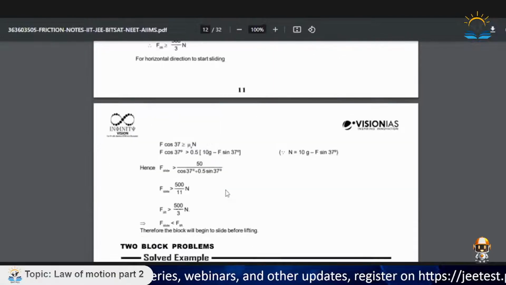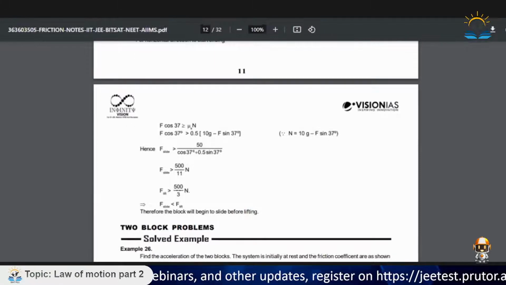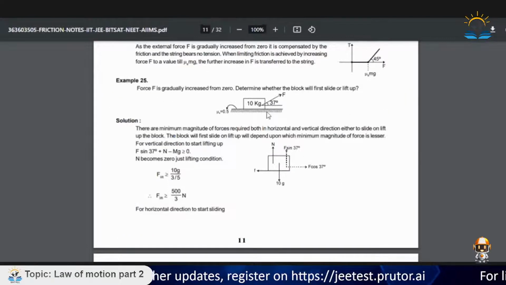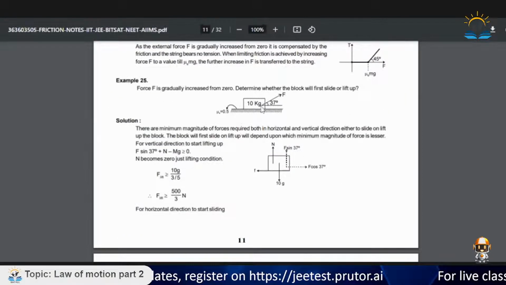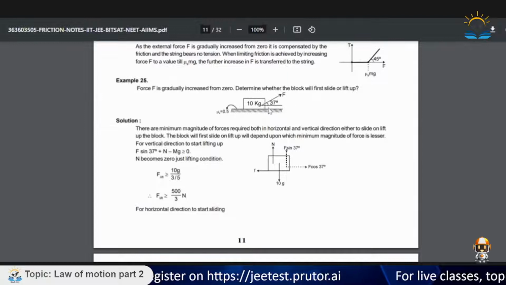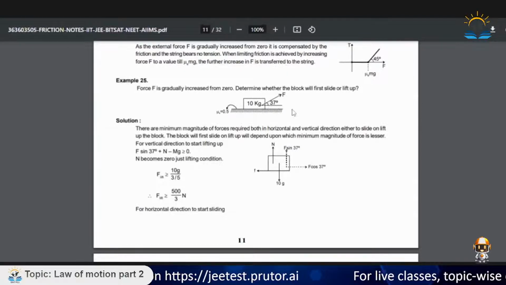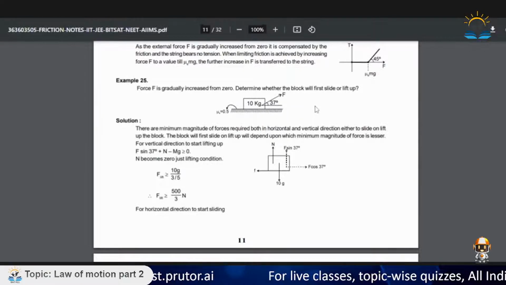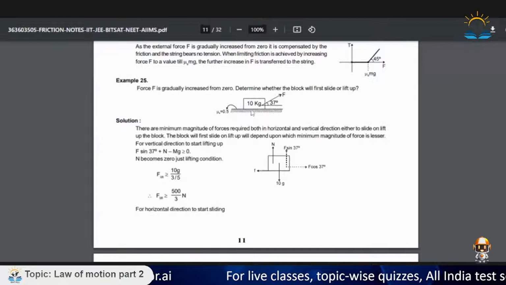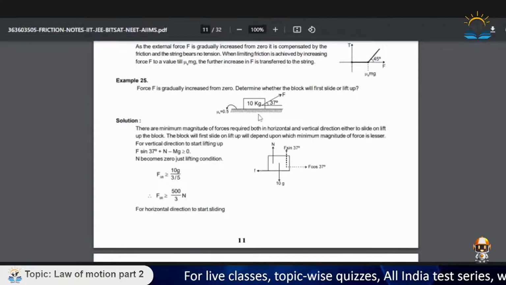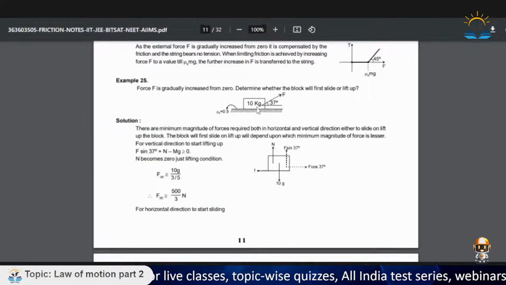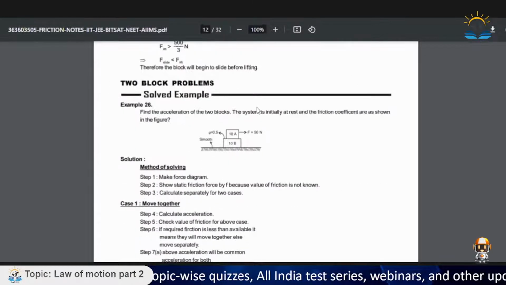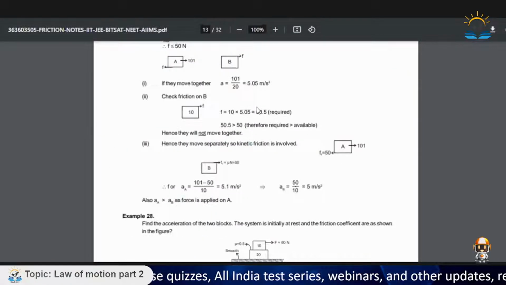Therefore the block will begin to slide before lifting, because while taking the case that the block will first lift up, this cannot be the case, because the block will already be starting to slide, as we have got that F cos 37 is 400 by 3, which is greater than this friction. So the block has already started sliding before it has lifted up. So we will say that the block begins to slide before lifting. Okay.